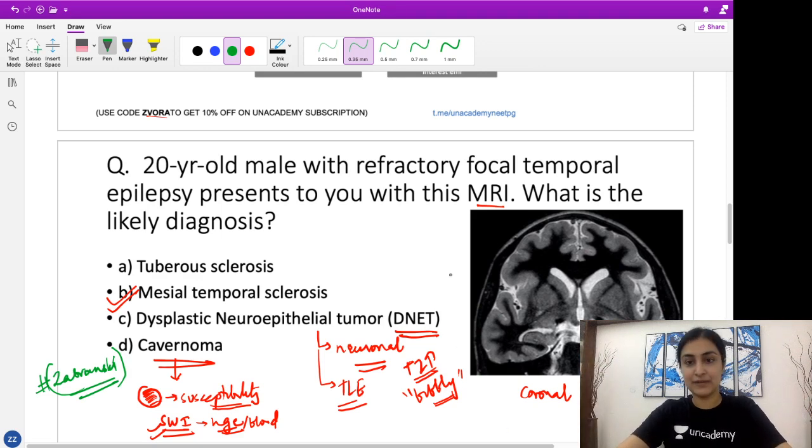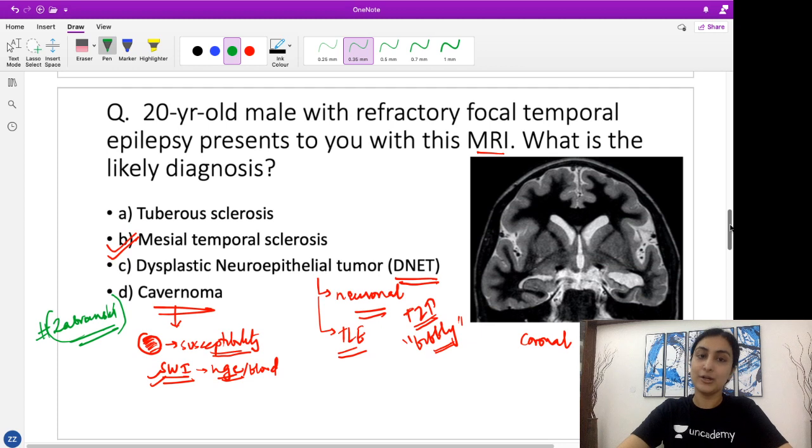Alright, so that's it guys for this particular series. Look out for more such questions. I'll be bringing up a lot of such image-based clinical scenarios where we can integrate a lot of facts, whether it's anatomy integration or integration of clinical findings as well as the imaging findings. So I hope you like this class.